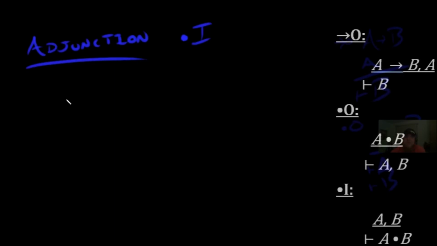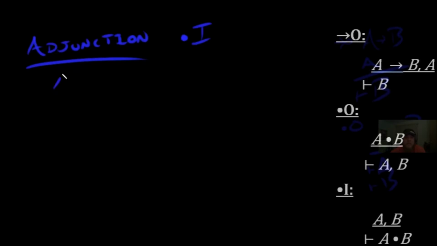That's fine. The next one we're going to talk about is adjunction. I've heard it called conjunctive construction, conjunction construction, building conjunctions. I'm going to call it dot in or and in. And basically, it is simply and out in reverse. So let's take a look at what this one looks like.